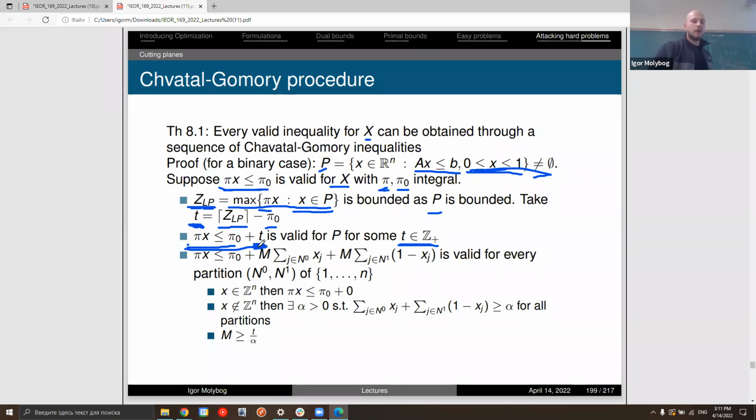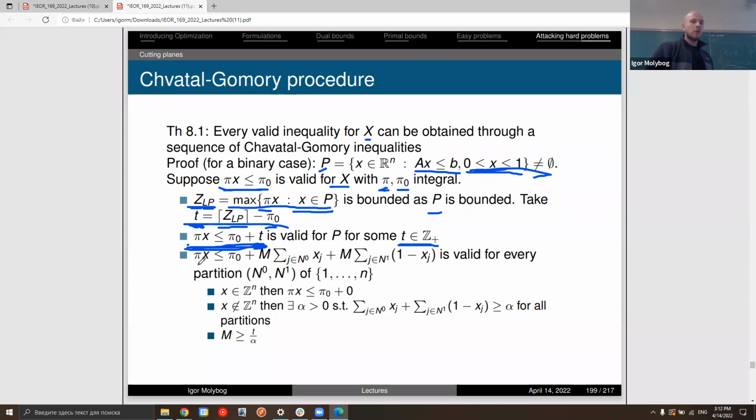We actually know that this T exists just because this number here exists, and this number would be sufficient. If we substitute this number into this inequality, we will get a valid inequality for P. Do you agree with me?